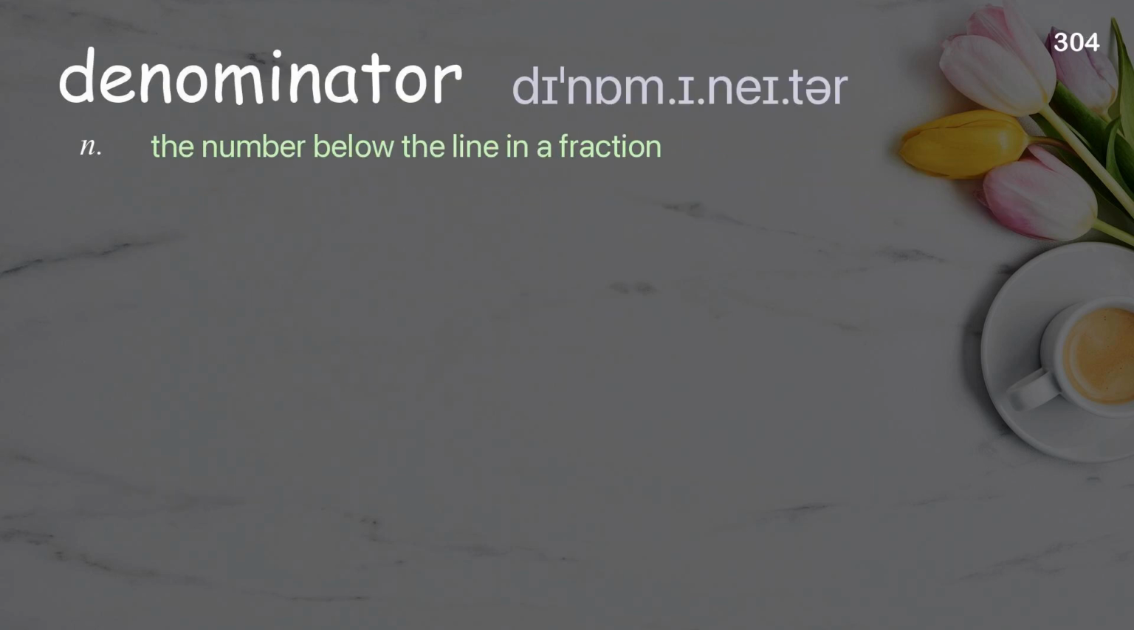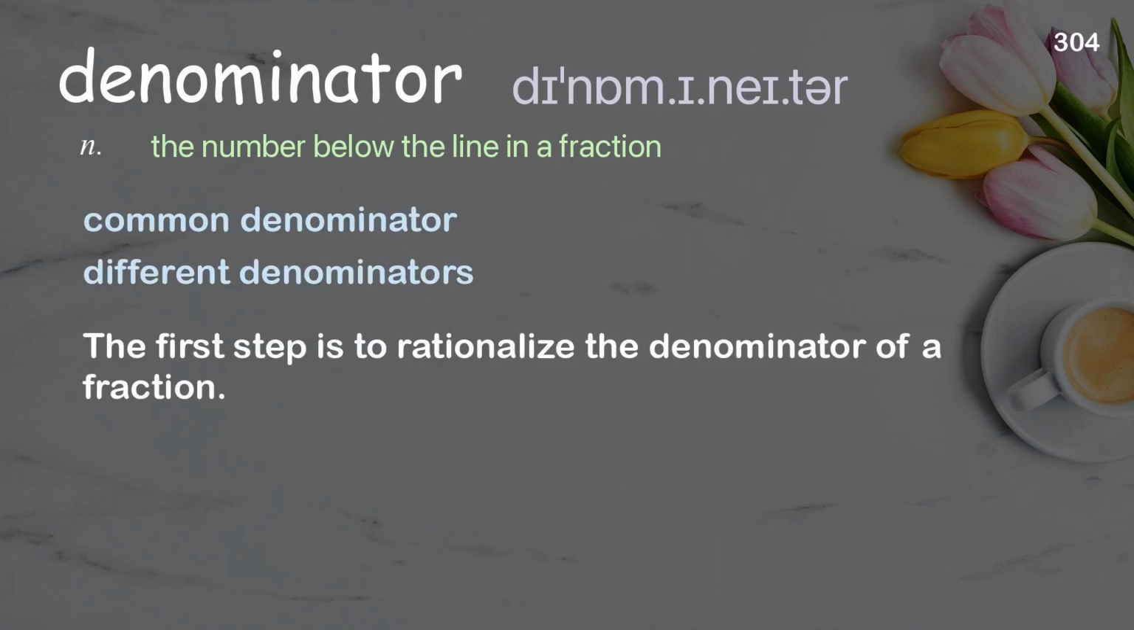Denominator. The number below the line in a fraction. Examples: common denominator, different denominators. The first step is to rationalize the denominator of a fraction.